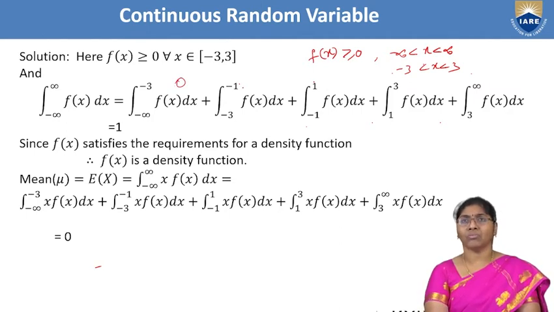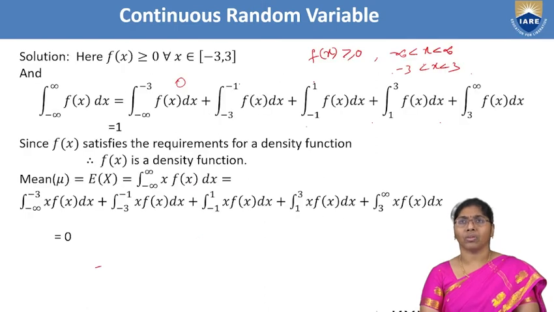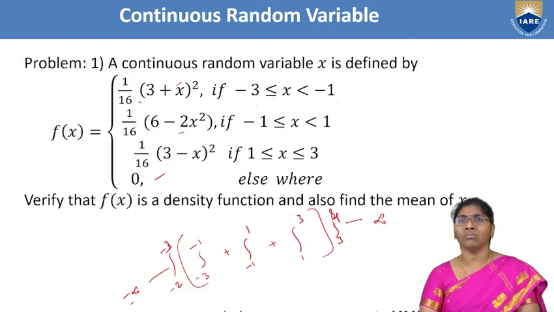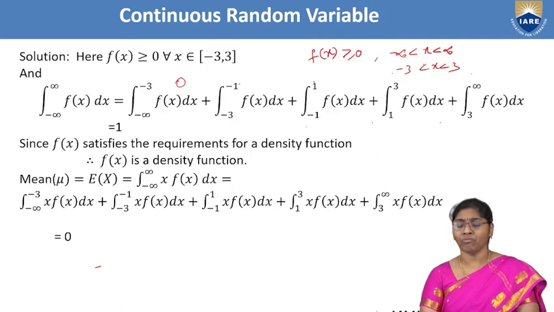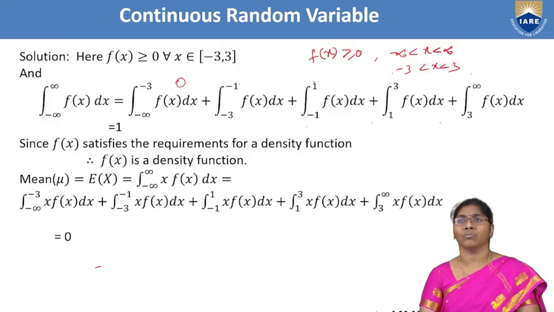And from minus 3 to minus 1, the value of the function is 1 by 16 into (3 plus x) whole square. The integral from minus 1 to 1 has value 1 by 16 into (6 minus 2 x square). And from 1 to 3, the value is 1 by 16 into (3 minus x) whole square. And finally, from 3 to infinity, the value is 0.